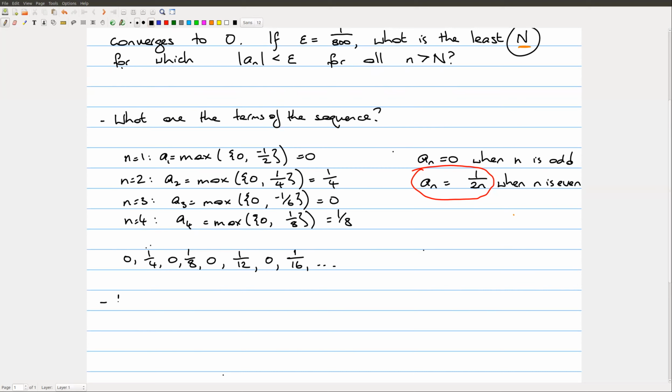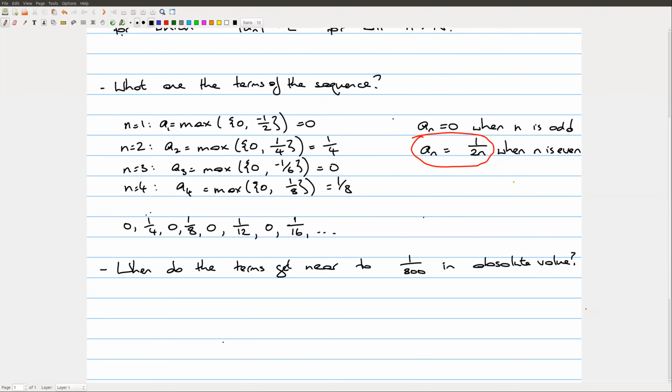The second thing I'd ask myself would be, when do the terms get nearer to 1 over 800 in absolute value? Luckily, that's not too hard to answer because of the form of the terms of the sequence. We can certainly say that a_n is 1 over 2n when n is even. So when n is 400, A400 is 1 over 2 times 400, so it's 1 over 800. A399 is 0, because 399 is odd.